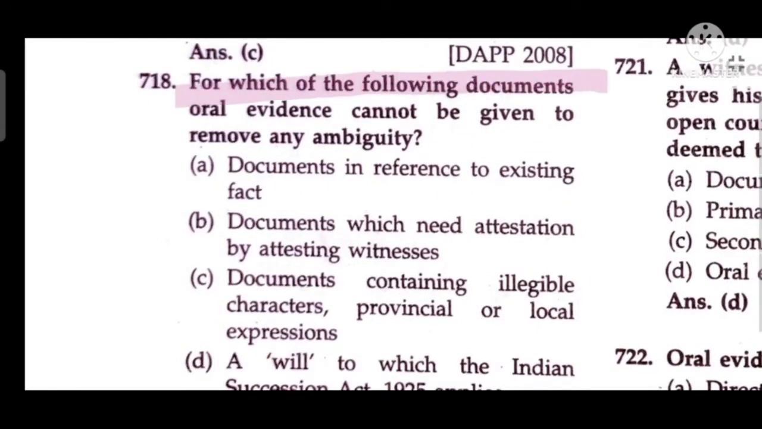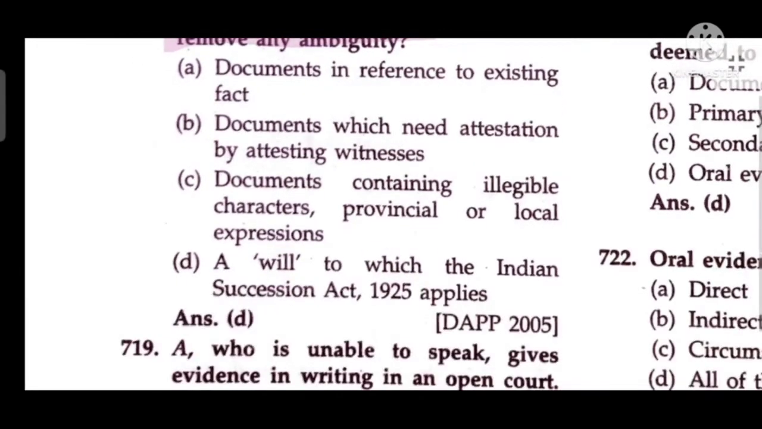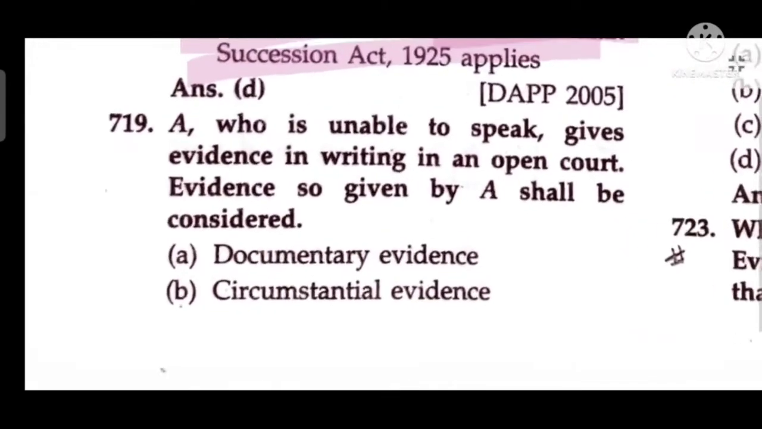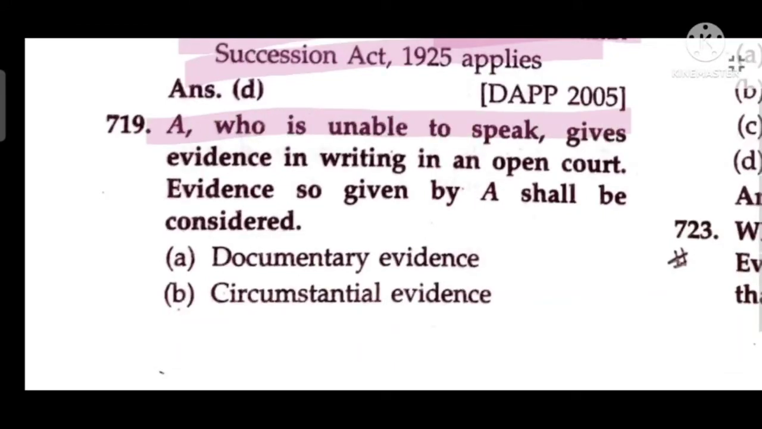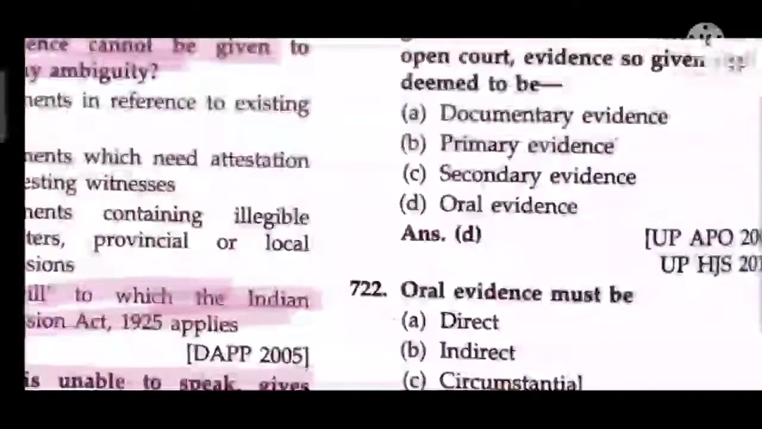For which one of the following documents can oral evidence not be given to remove any ambiguity? A will, to which the Indian Succession Act 1925 applies. A person who is unable to speak gives evidence in writing in open court. The evidence so given shall be considered as oral evidence.